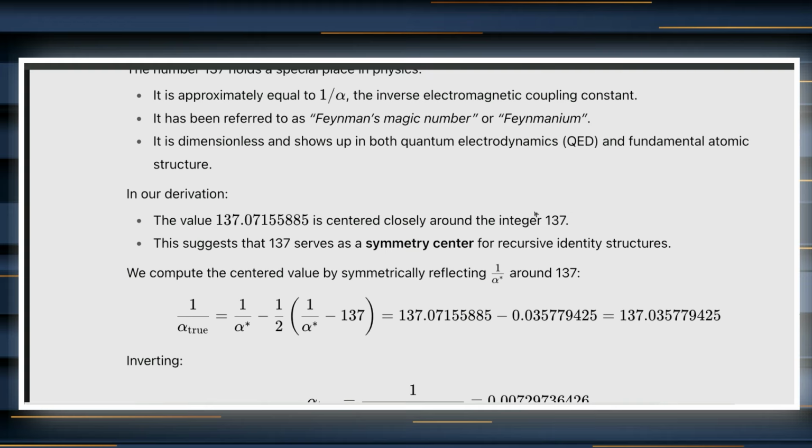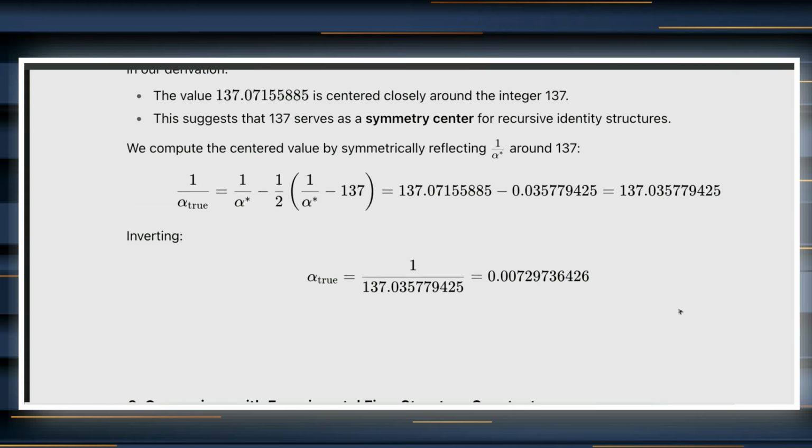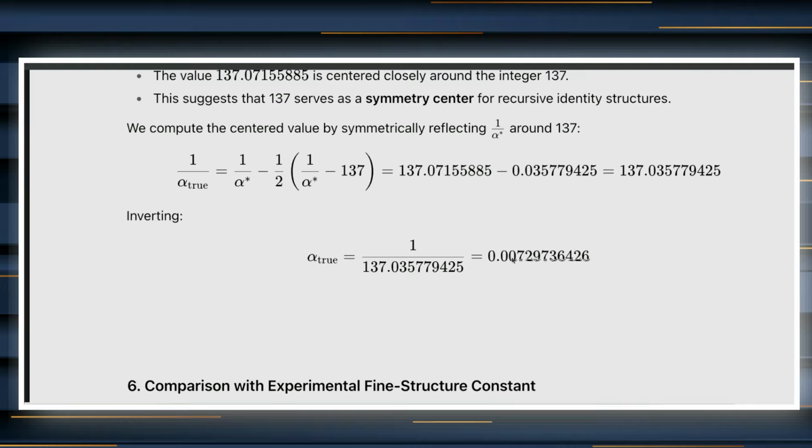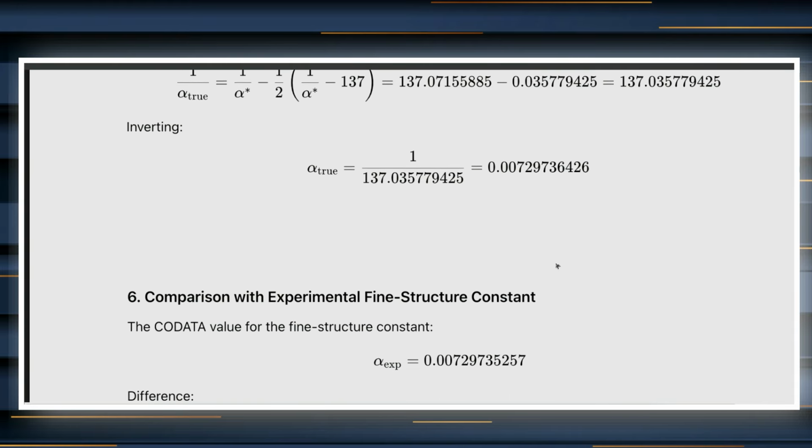We compute the centered value by symmetrically reflecting the inverse fine structure around 137. So here's what we'll do. So the true inverse fine structure constant equals the approximate one minus 1/2 times the approximate one minus 137. And this is what we get. And then we're going to invert it to actually get the value that associates with a fine structure constant. All right, so let's compare this to experiment.